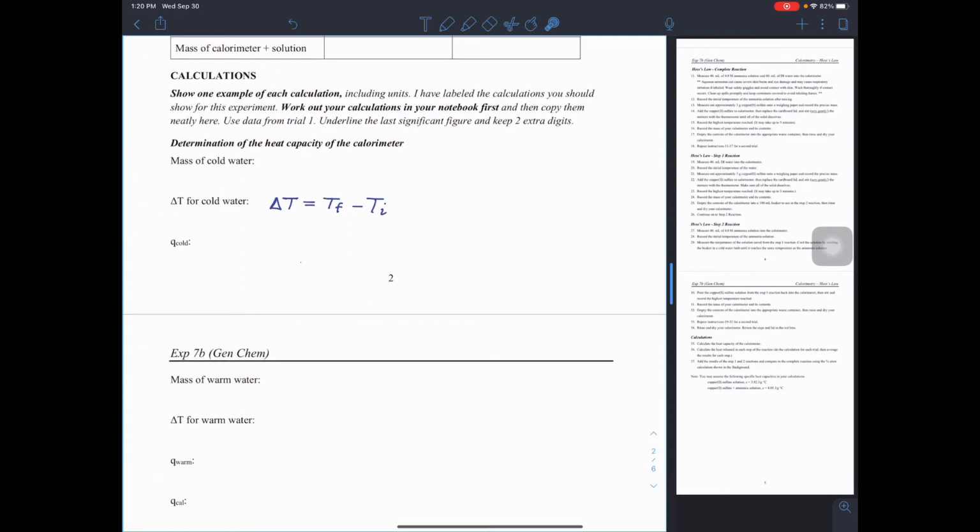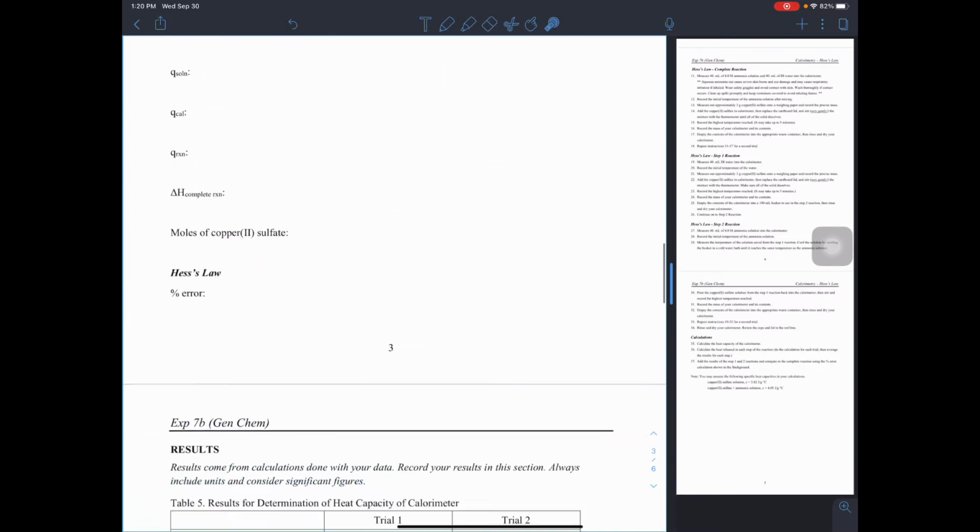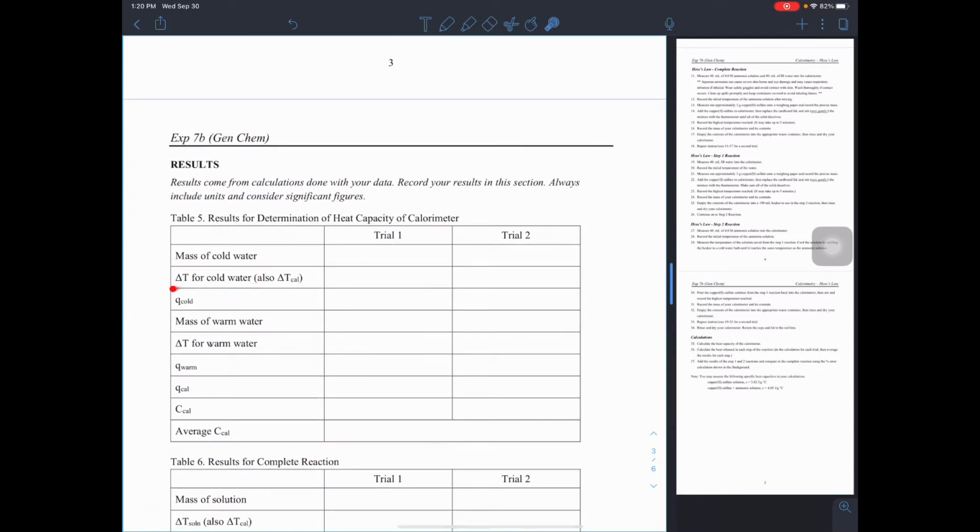That'll give us this value, which we will write down here, delta T for the cold water. In parentheses it says also delta T cal. We're going to need the change in temperature for the calorimeter in a later calculation. The calorimeter was sitting there with the cold water in it. We added the hot water, everything warmed up, and the calorimeter ends up at the same temperature as the mixed water. So the calorimeter experiences the same temperature change as the cold water. This is just a note for later.